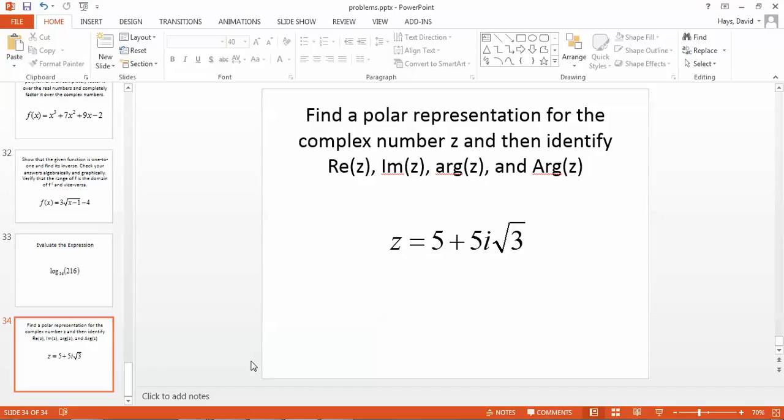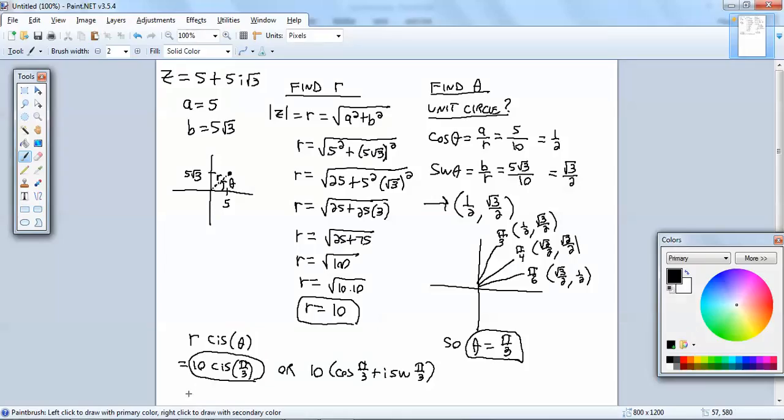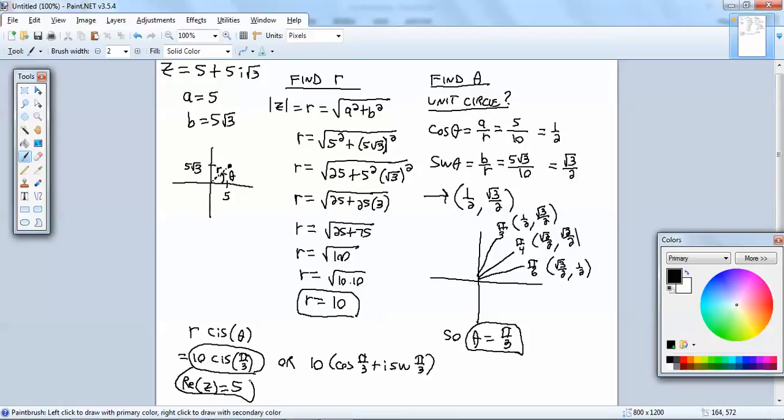What else are they wanting? The real part of z. This goes back to the original form, this up here, and so our real part is 5. They also want the imaginary part of z. And this again goes back to your original problem, which is 5 square root of 3. It does include the i.